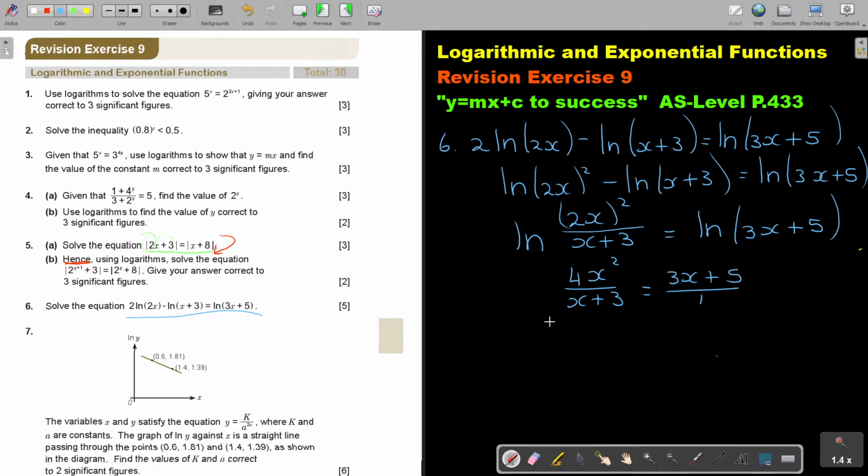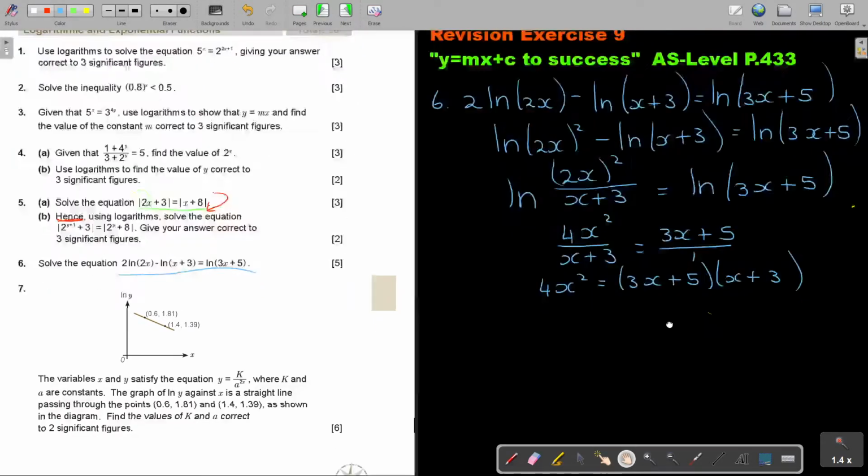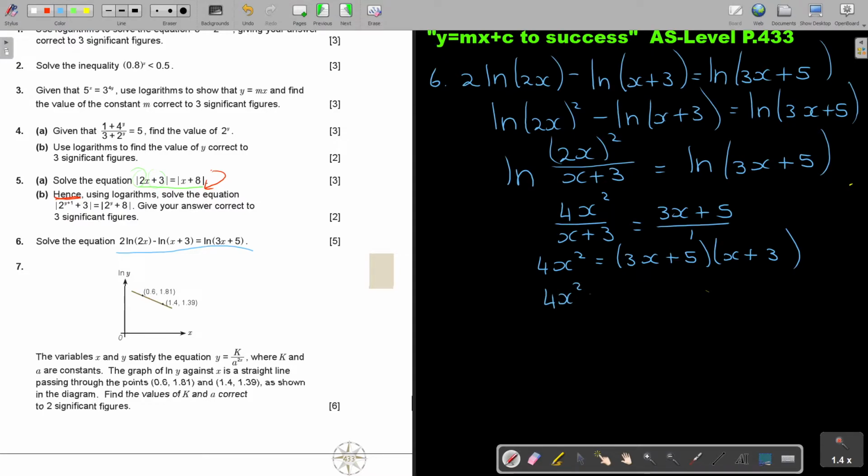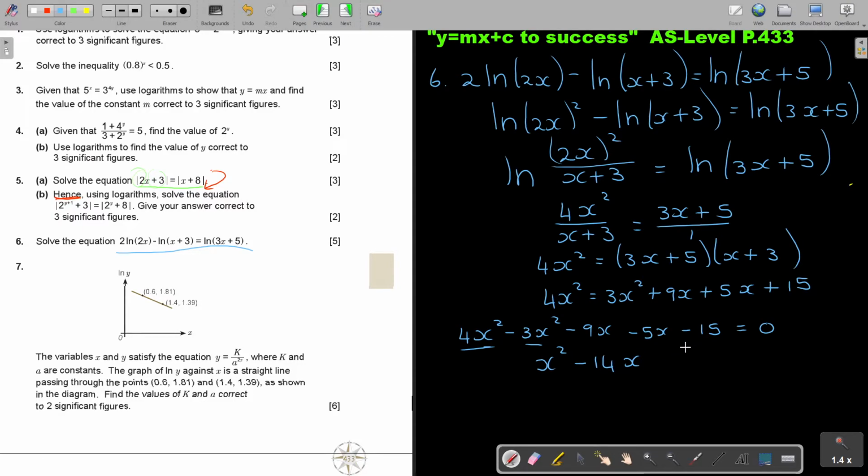Okay, now I can cross multiply, and I have 4x squared, I have 3x plus 5, I have x plus 3. Okay. If I simplify this, I'm going to have 4x squared, and that is going to be 3x squared plus 9x plus 5x plus 15. So if I take it over, I'm taking everything now to one side. So 4x squared minus 3x squared minus 9x, oh sorry, minus 5x minus 15, and that's equal to 0. Okay, so I'm going to have x squared minus 14x minus 15.